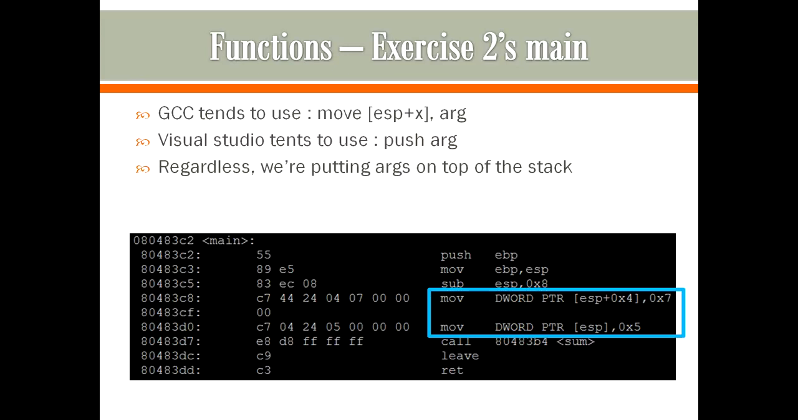Here's an example of the main function that later calls our sum function. Note that GCC prefers to move arguments onto the stack, whereas Visual Studio will usually use the push instruction. Either way, the arguments are placed on the stack in order of right to left. Since we have our arguments 5 and 7, the value 7 is assigned to the dereference value of ESP plus 4, and the value 5 is assigned to the dereference value of ESP.